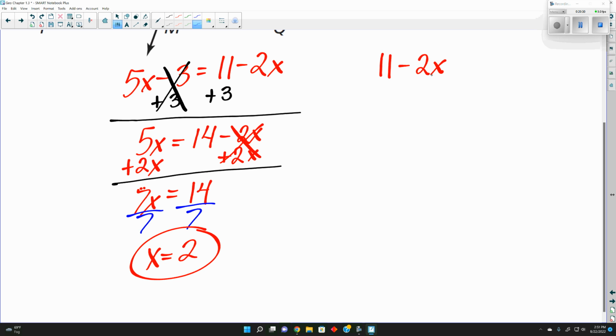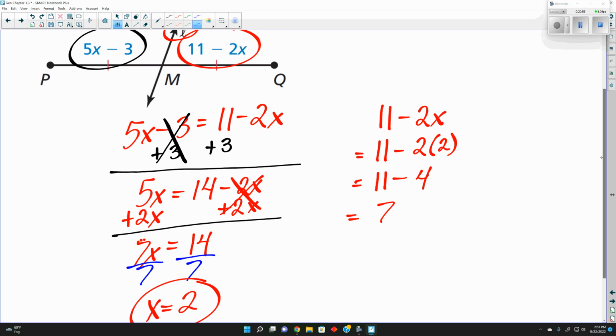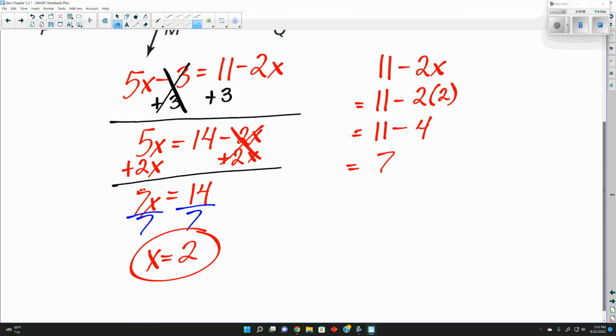11 minus 2x. So we have 11 minus 2 times 2. And again, at this point, we could type this into a calculator. We can type in 11 minus 2 times 2 and get our answer. Or if we did this by hand, 2 times 2 is 4, and 11 minus 4 is 7. So y is 7.